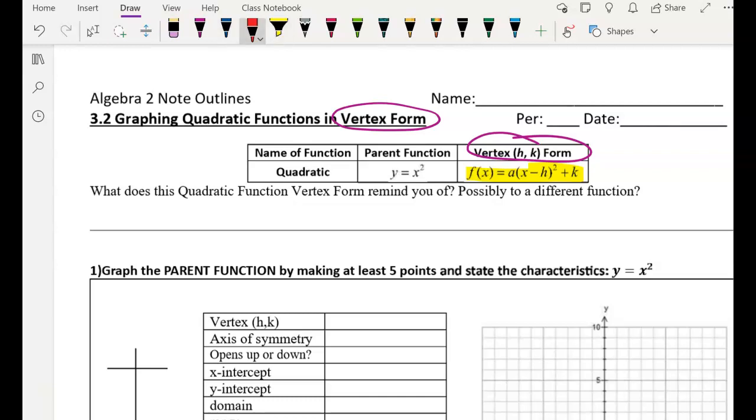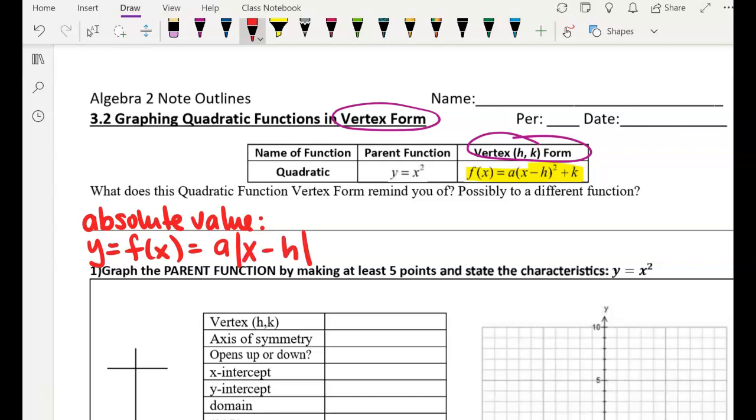Now, if you guys remember, this is very similar to your absolute value function, okay? And remember, in the absolute value function, it was y equals or f of x. Remember, that's exactly the same. And then we have the a in the front. That means it was your slope, and then it was x minus h, okay? So that is going to change your vertex, and then plus k.